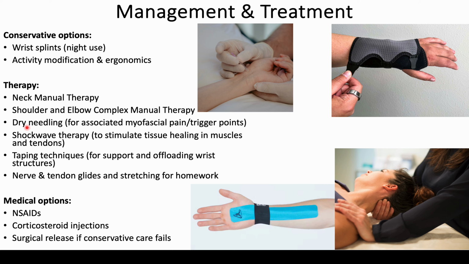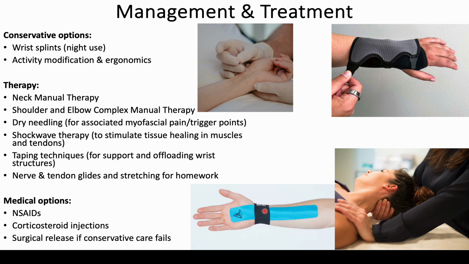And then as a modality, we could potentially use some dry needling to reduce the myofascial trigger points that could be happening in the forearm or even in the shoulder and neck area. Shockwave therapy to stimulate tissue healing in muscles and tendons. Let's say the tendon sheath over where that median nerve is irritated. We might want to shockwave that area to see if we can reduce that irritation of the tendon sheath going over the nerve, and also at the forearm and different muscles that we might find associated with these symptoms, as well as taping techniques.